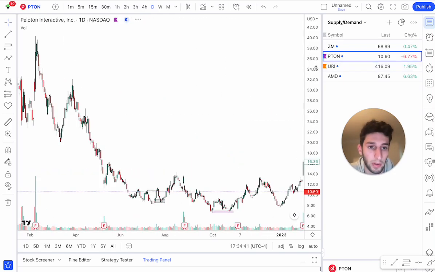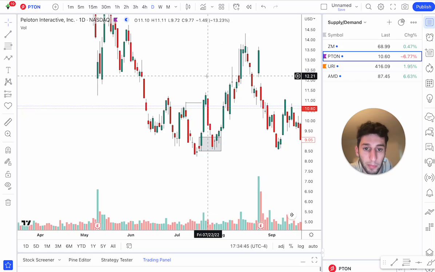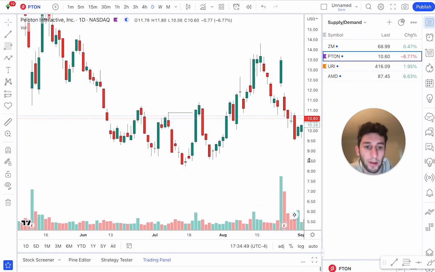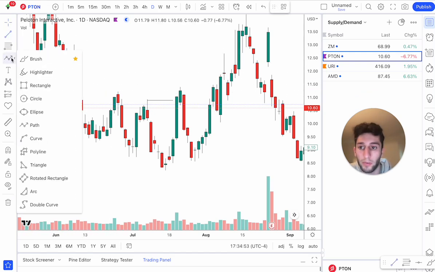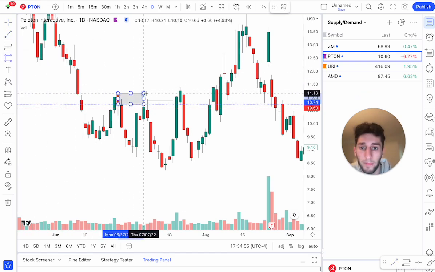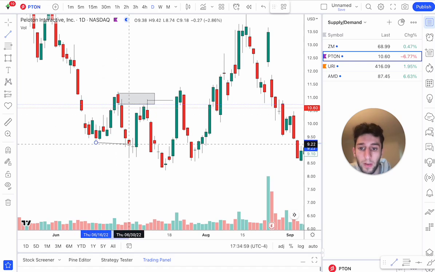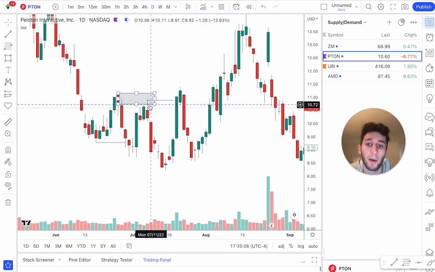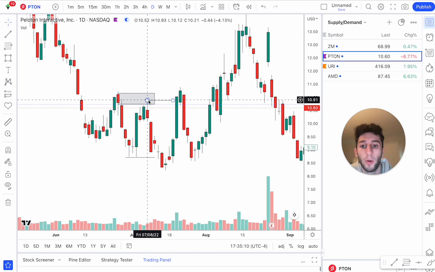Let me show you a few other examples here. So Piton, really good example. Beautiful example here, price in a downtrend. We have price heading lower. So we have this supply zone form here. This high here is able to take out this low. So now we know sellers are in control. We come back up, price takes out this low. Boom.